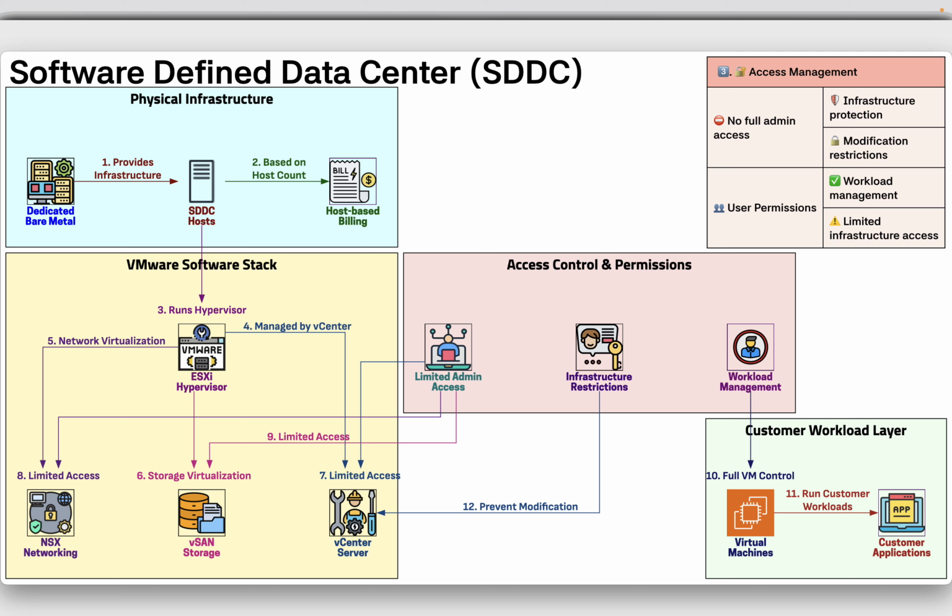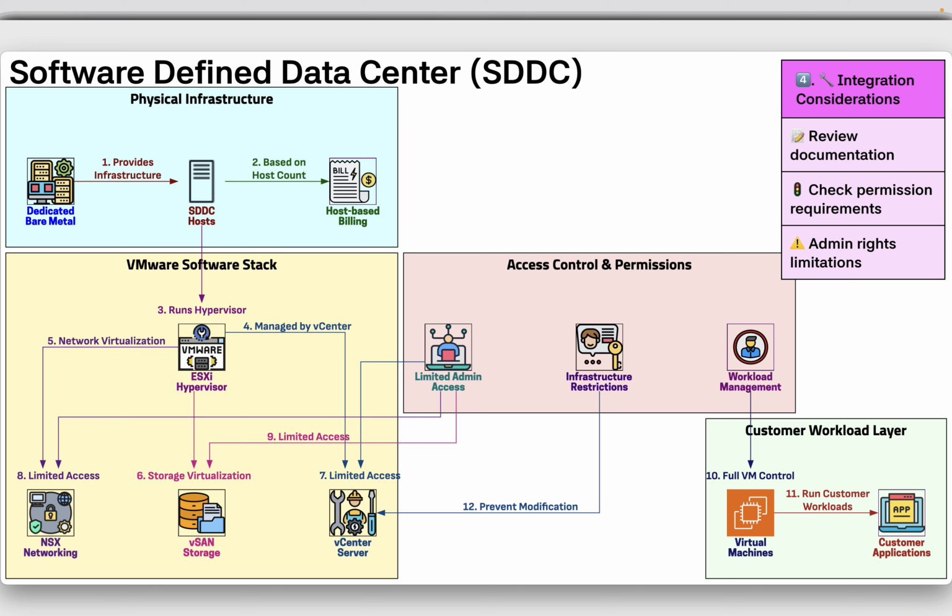Access management in SDDC follows a strict security model where full admin level access is restricted to protect the infrastructure. Users are granted specific permissions that allow them to manage their workloads while preventing unauthorized modifications to the core infrastructure. When implementing integrations with SDDC components, it is important to review documentation thoroughly, verify permission requirements, and understand that admin rights limitations may impact certain tool functionalities, particularly when interfacing with infrastructure components like vCenter.